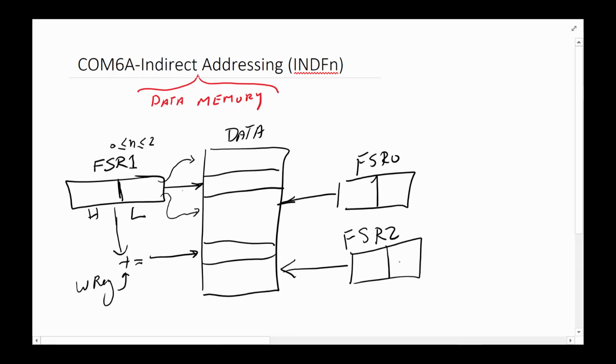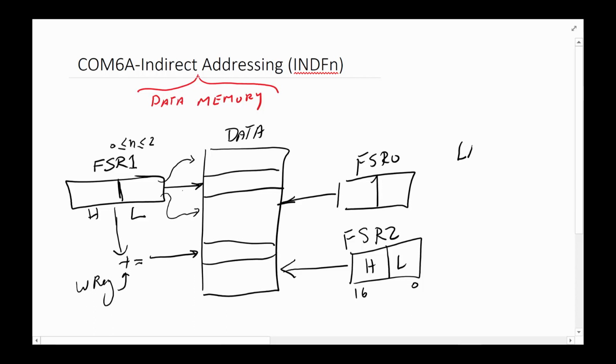So all of these are 16 bits, 0 to 16, and they are referred to as the high and the low side, FSR high. So the actual address is FSR high 2, FSR low 2. That's how you write it to them. Or you can use this instruction.